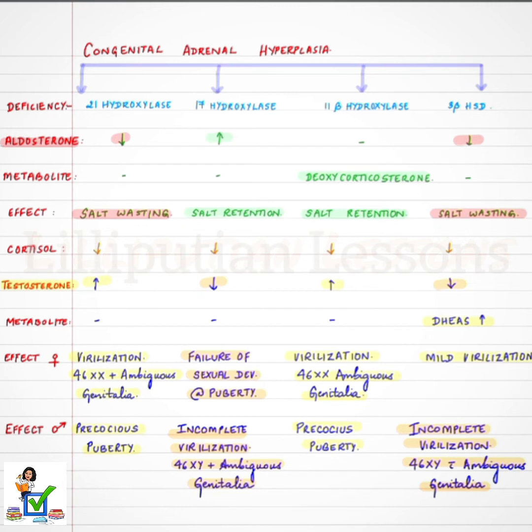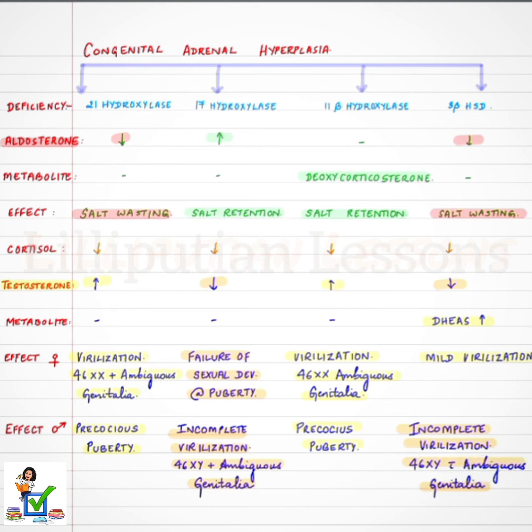Now what happens in 3 beta hydroxysteroid dehydrogenase is that although testosterone per se is less, DHEAS, which is dehydroepiandrosterone sulfate, is increased. So this DHEAS is a very weak androgenic mediator. So for a female fetus, that much androgenic effect is enough to cause very mild virilization. Mind you, it is not as strong as 21 or 11. It is just mild virilization. But that much is not adequate for the male fetus. So the male fetus will have incomplete virilization. So again it will be 46XY with ambiguous genitalia.